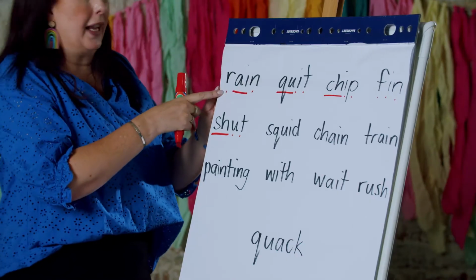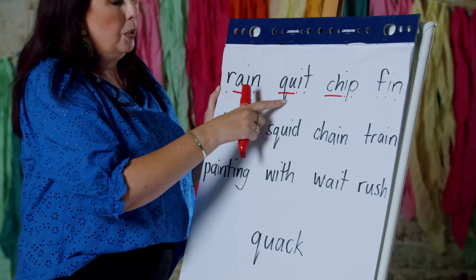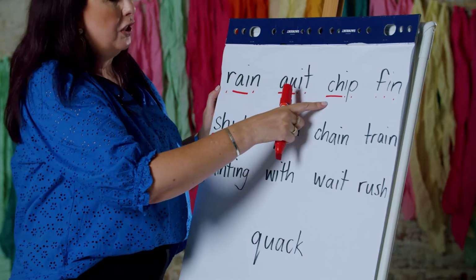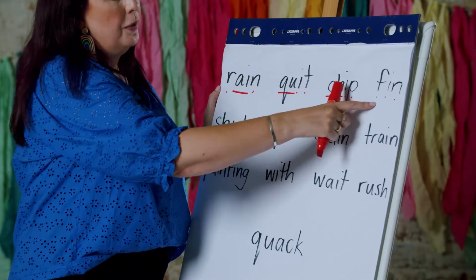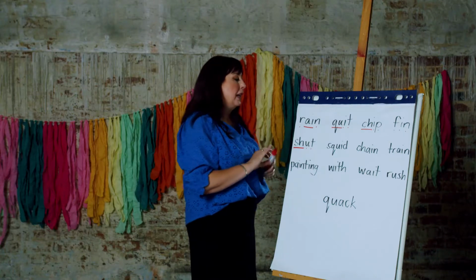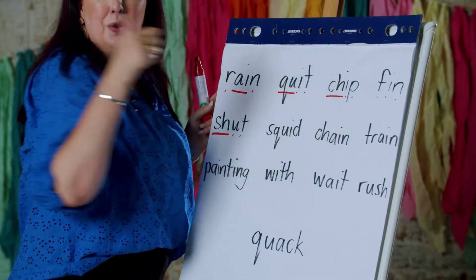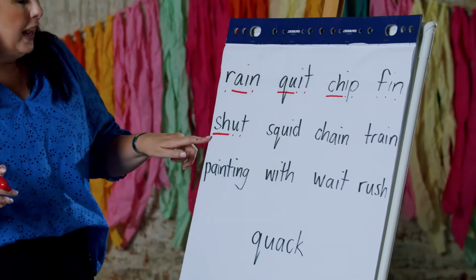Let's read this row together. Are we ready? Rain. Quit. Chip. Fin. Good job. Let's read it a little bit more quickly. You ready? Rain. Quit. Chip. Fin. Good job. Let's look at our next row.